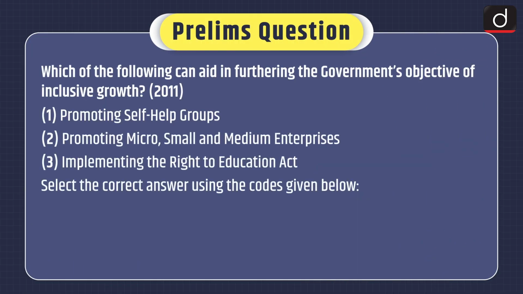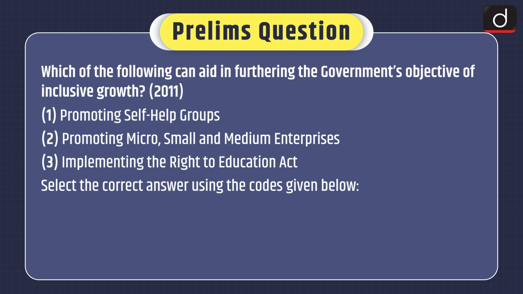Now it's time for the practice questions. First of all, prelims question. This question was asked in 2011 also. Which of the following can aid in furthering the government's objective of inclusive growth? 1. Promoting self-help groups. 2.